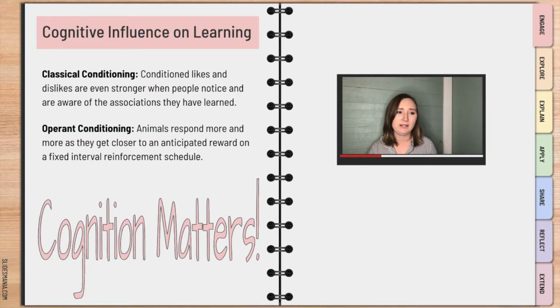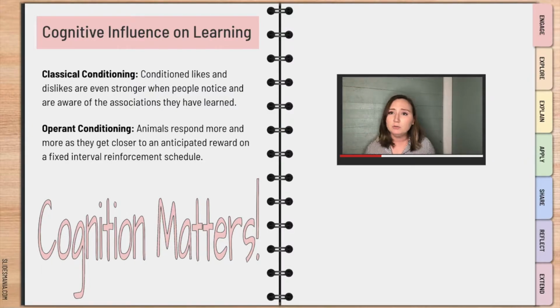So like we talked about before, behaviorists were not excited about the idea of letting cognitive psychologists anywhere near their behavioral science, right? They were like, no, thoughts don't have anything to do with why we do the things we do. We just do them because of environmental stimuli. However, they struggled to argue with these things. In classical conditioning, conditioned likes and dislikes are stronger when people notice and are aware of the associations they've learned. Think of it this way. You may say a word a lot that you don't ever notice you're saying, but then someone points it out to you, and now you hear it every single time you say it.